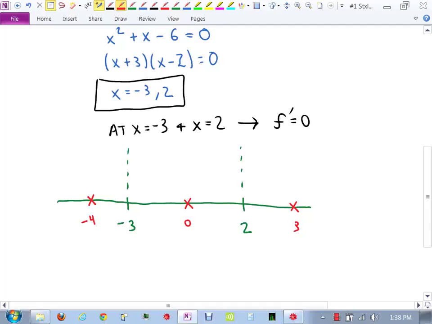What am I interested in? What am I going to do with these test points?